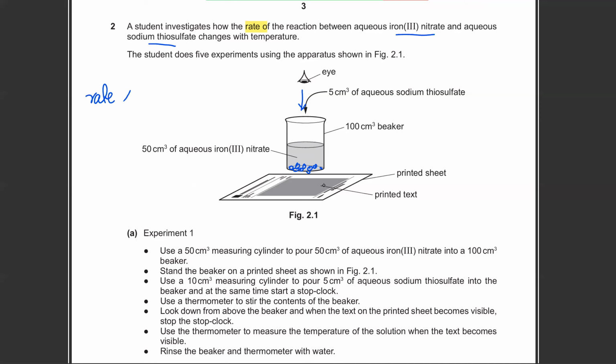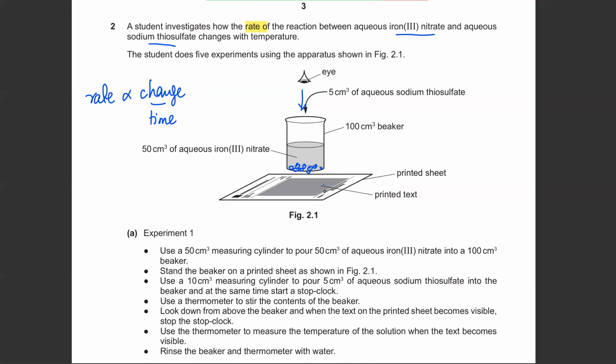So what is the rate? It's any change you measure with respect to time. If you want to figure out how fast a process is, any change, it could be a color change if that happens very quickly, or a gas forming, bubbles forming. So if there's more change in less time, whatever the mass change, that means it's a fast reaction. In this case, the change is that the printed page becomes invisible. Is that clear?